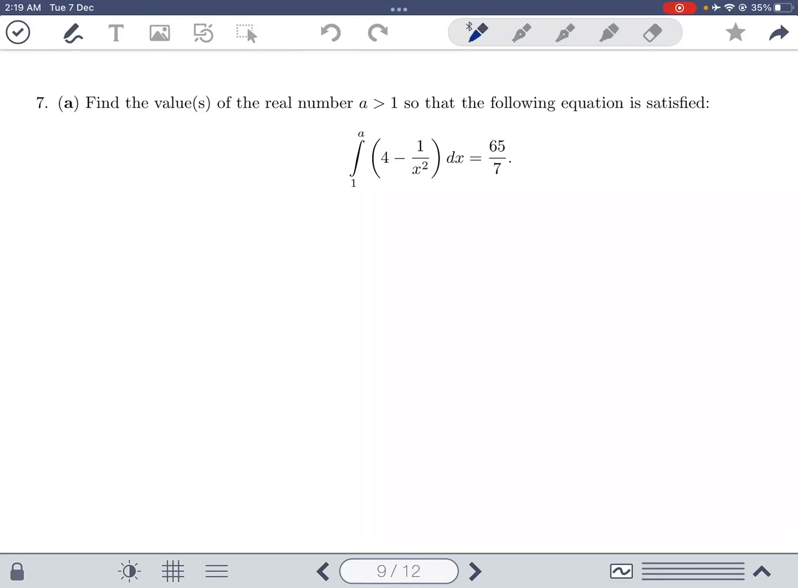Okay, in this question we need to find the value or values possibly of the real number a more than 1. You could tell from the beginning because you're starting the integral from 1 and always you go to a bigger number. So it should be bigger than 1, so that the following equation is satisfied.